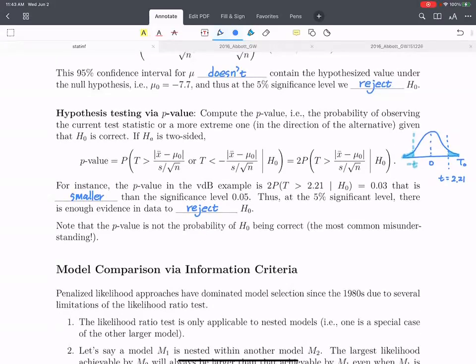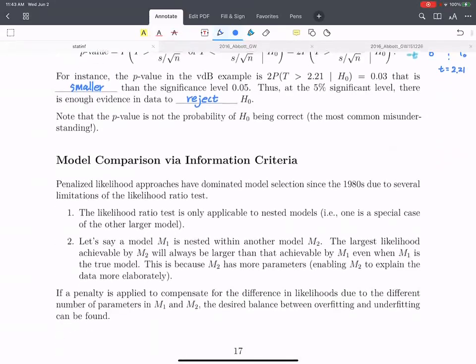One of the biggest misunderstandings around the p-value is that the p-value is not the probability that the null is correct. It's actually the probability of observing a more extreme test statistic than the current one. So please be careful about the interpretation of the p-value. And I think this is the time for 2 minutes. Let me go through model comparison.